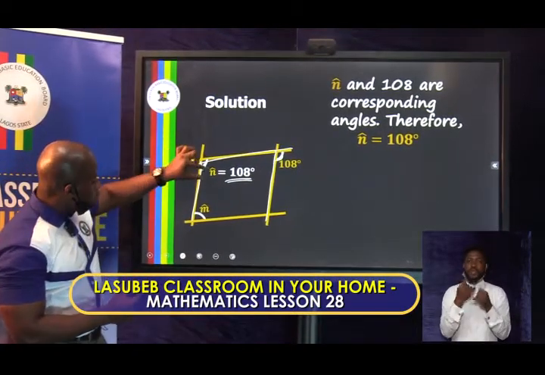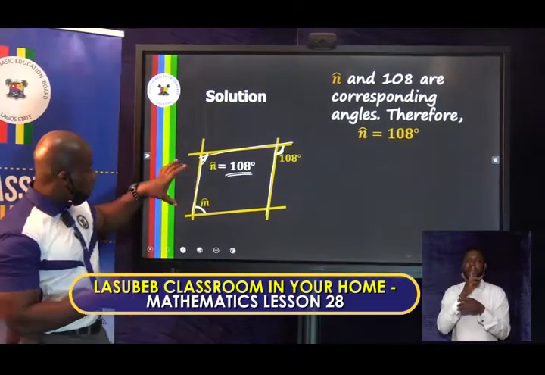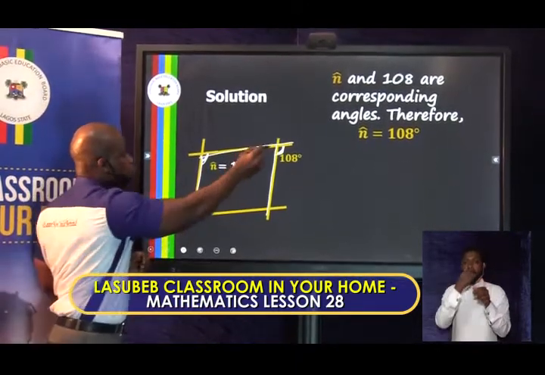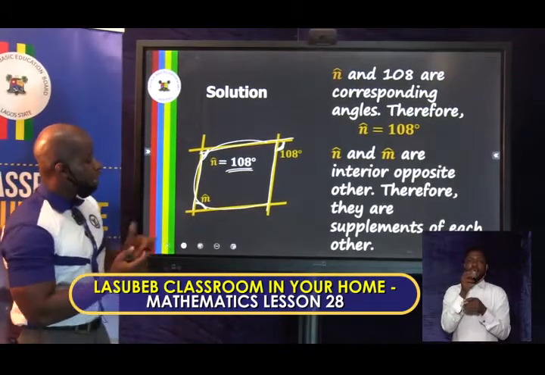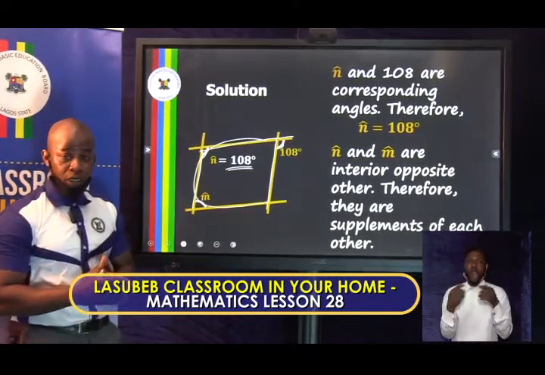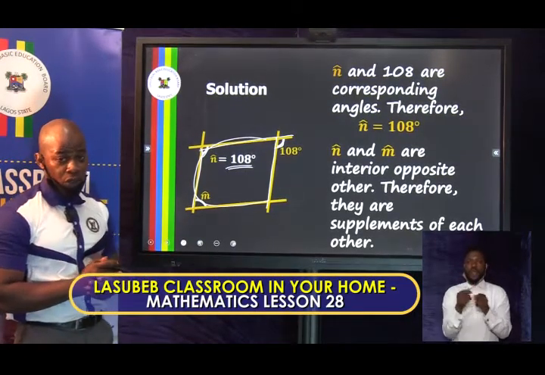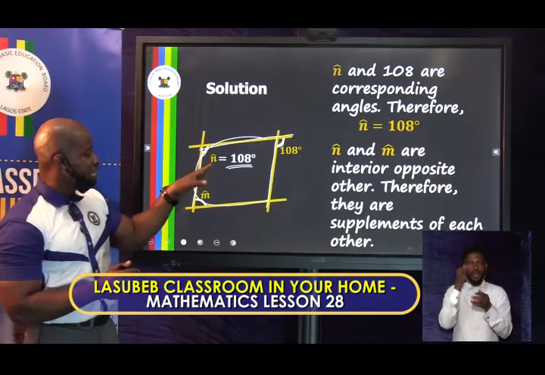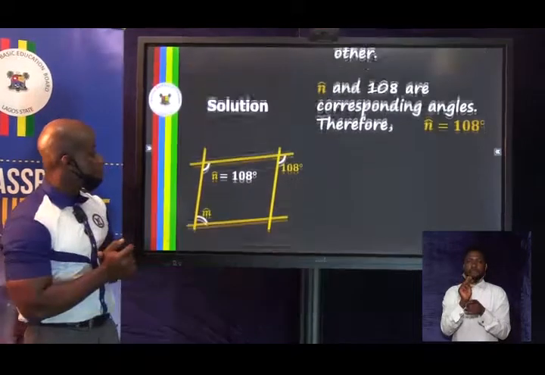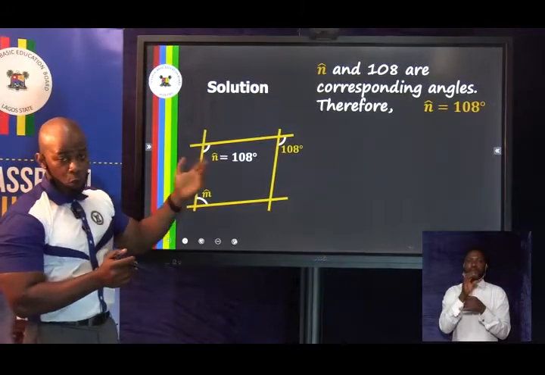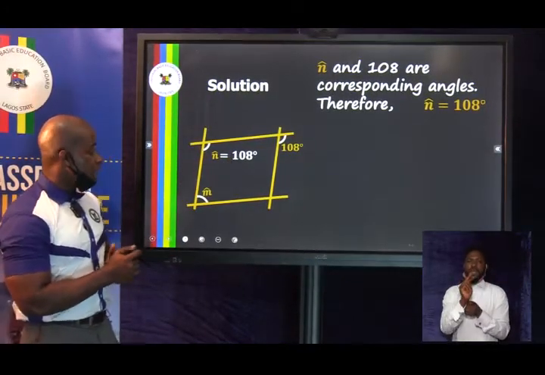Now, since we now know N, we know that N and M are now interior opposite angles, because we have a U that is facing the right. So N and M are interior opposite angles, therefore they are supplements of each other. So we now use this knowledge that N is 108 degrees to find M. So now N is 108 degrees and M is the supplement of N.